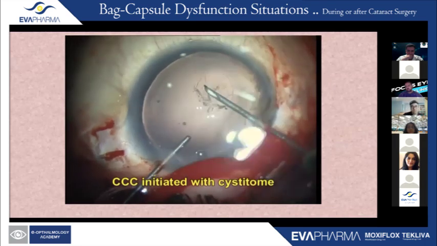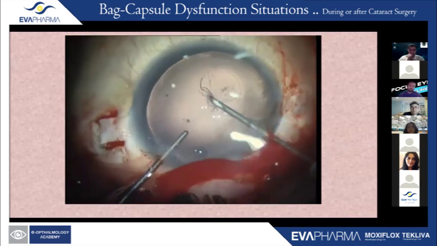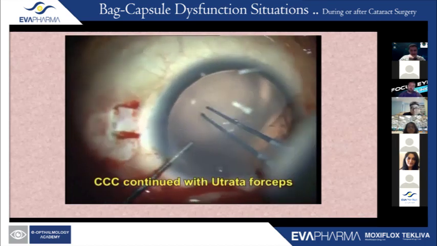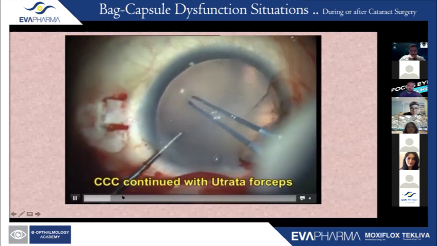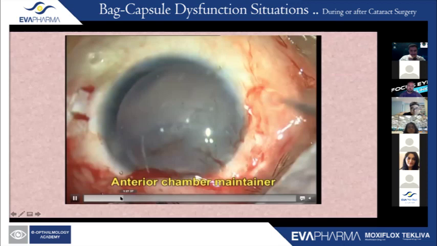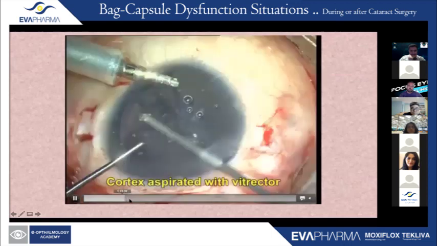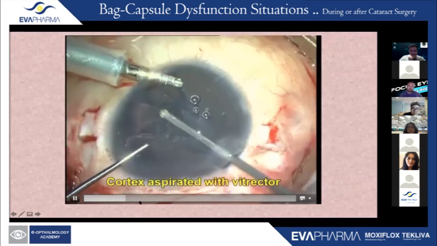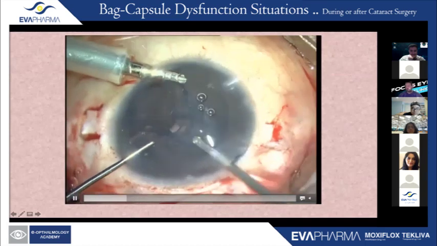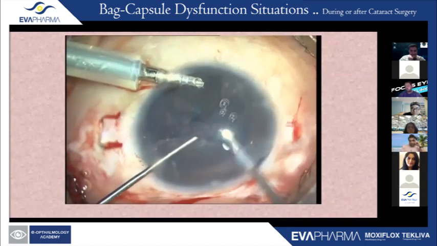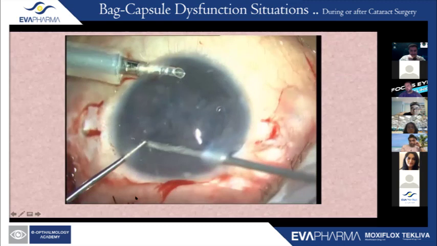So here you can see this is a child. Of course, the anterior capsule is elastic. I go ahead and continue with the utrata forceps. Maybe I'll jump through the video a bit. I've done the capsulorhexis, putting in an anterior chamber maintainer, aspirating the soft cortex with just a vitrector. So I've got all the cortex coming out here.